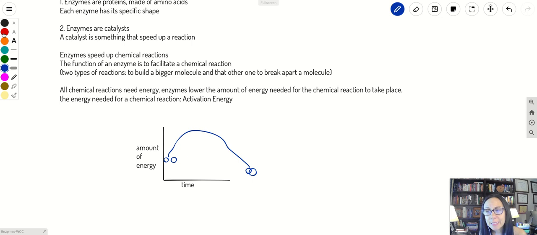If an enzyme were around to do this chemical reaction, then it would need a lot less energy. So I'm going to lower that line so it needs less. So the red line is with an enzyme. And the blue line is without the enzyme.